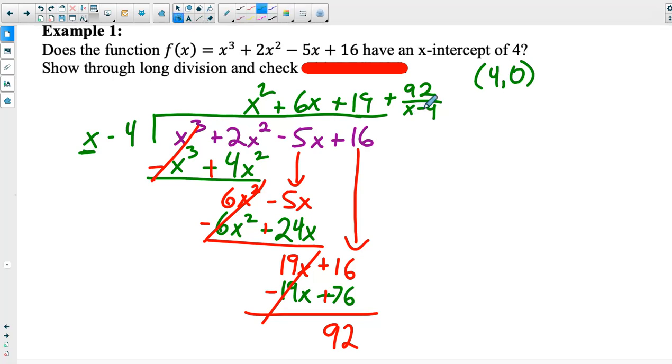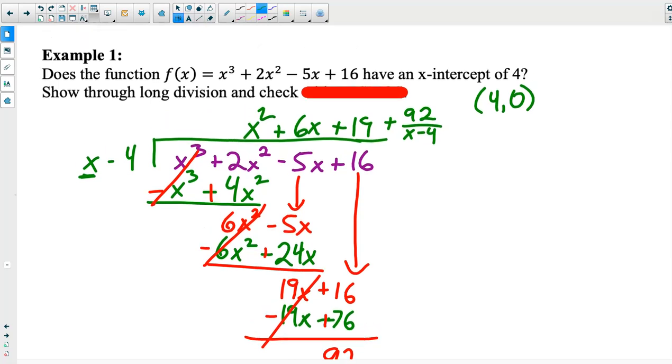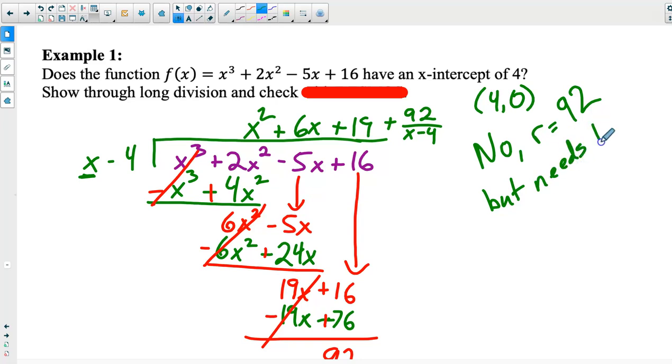But that's not the question that we're being asked today. What we're being asked is, does the function f of x have an x-intercept of 4? No, it does not, because my remainder was not 0. So no, and my reasoning is just going to be r equals 92, but needs to be 0. So if your remainder is 0, you have found another factor. Questions?